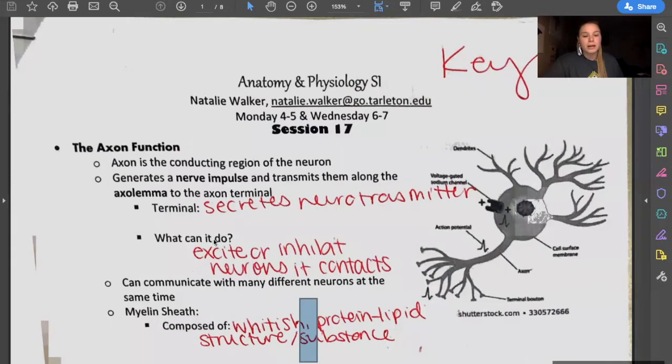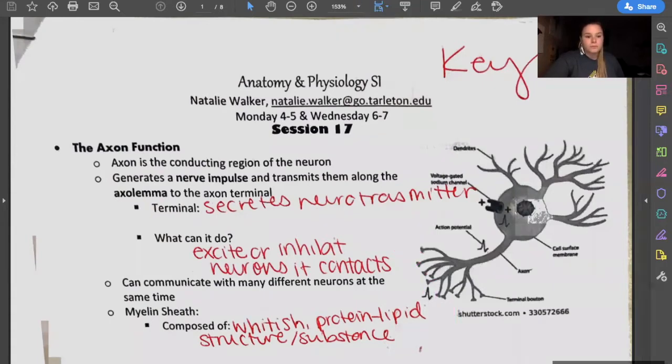Okay, and what can it do? It can excite or inhibit a neuron, right? So it can either tell it to start or stop or continue or increase or decrease, okay? It communicates with many different neurons at the same time, right? That's why we have so many dendrites and so many axon terminals, because we can send one message down lots of axons, and it will transmit everywhere, right? We send a message here and here and here and here and here and here, okay?